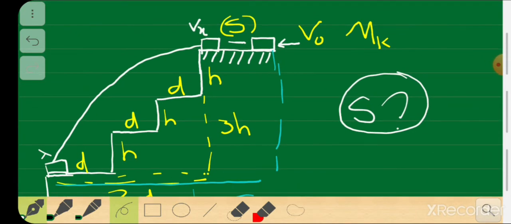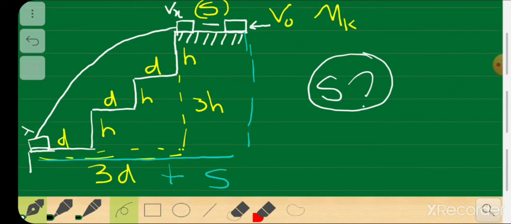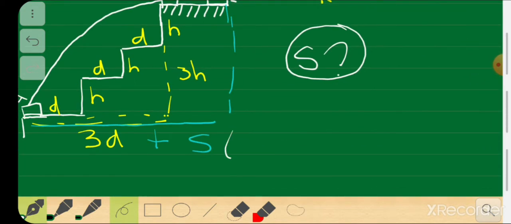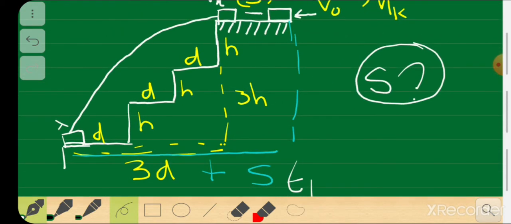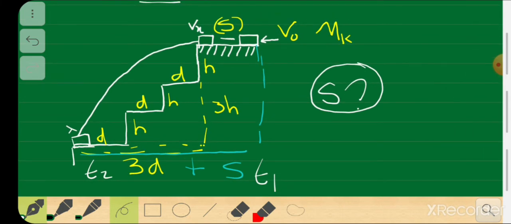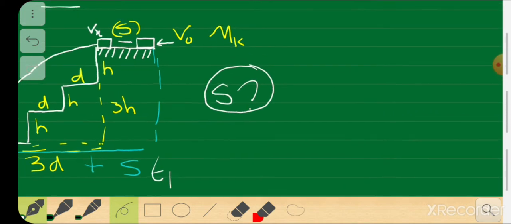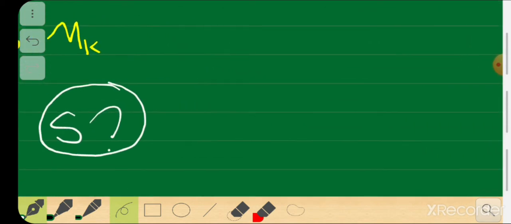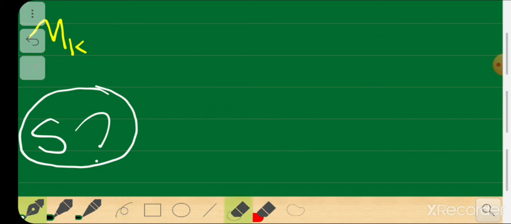These are the two stages. The first stage is from v0 to vx. Let's call that time t1, and the second will be t2, the final free fall from the higher surface to the downside position. So the first time interval is t1 and the second time interval is t2. That's the whole problem, split up. Now what happens in t1? I have to find out s here. So s is the point of concern.